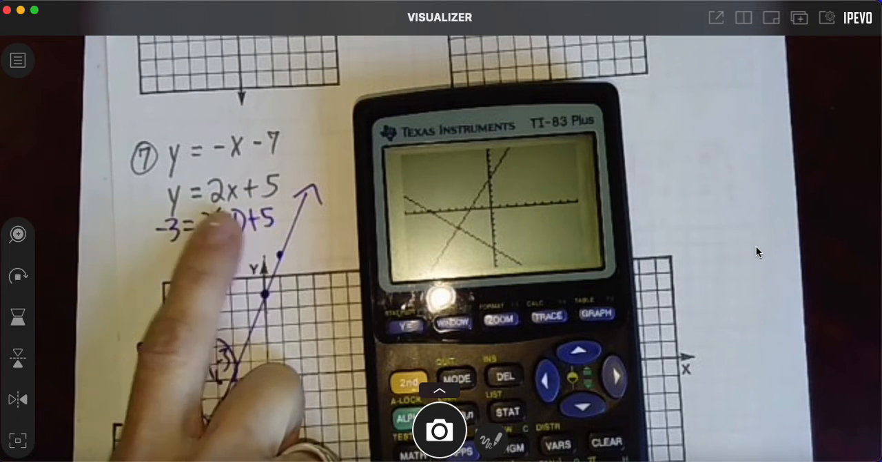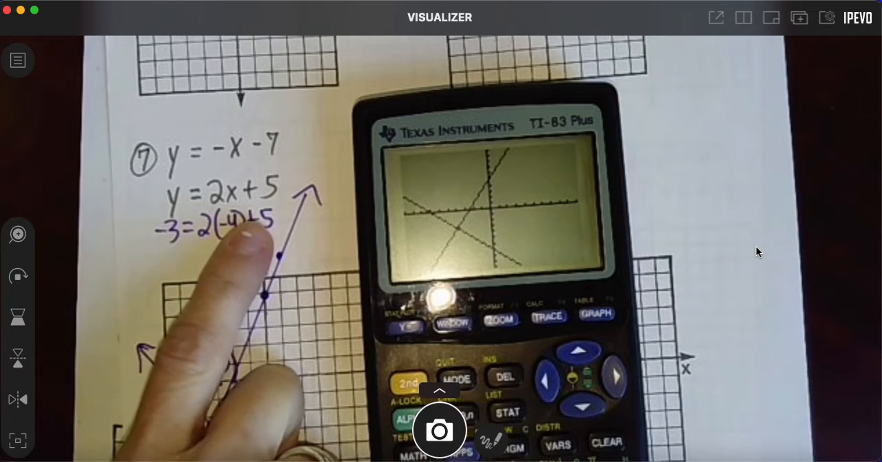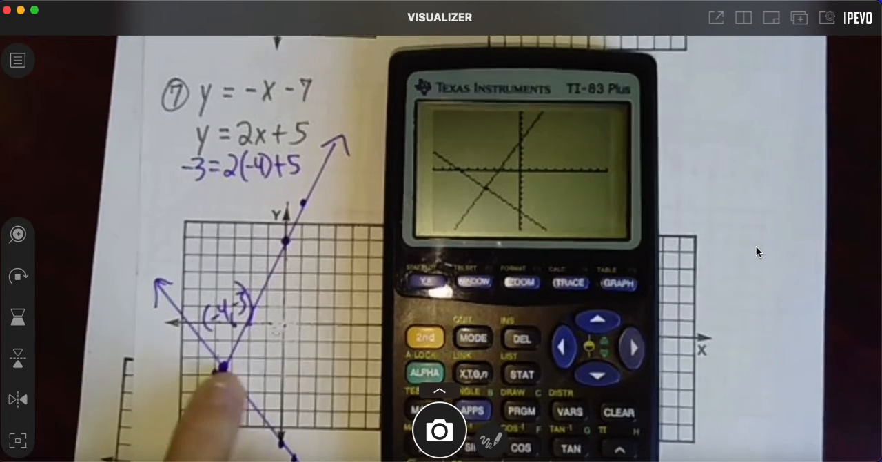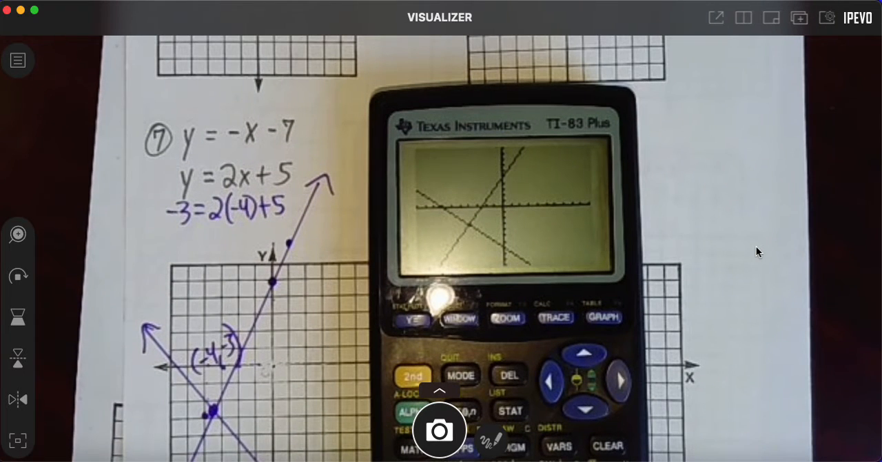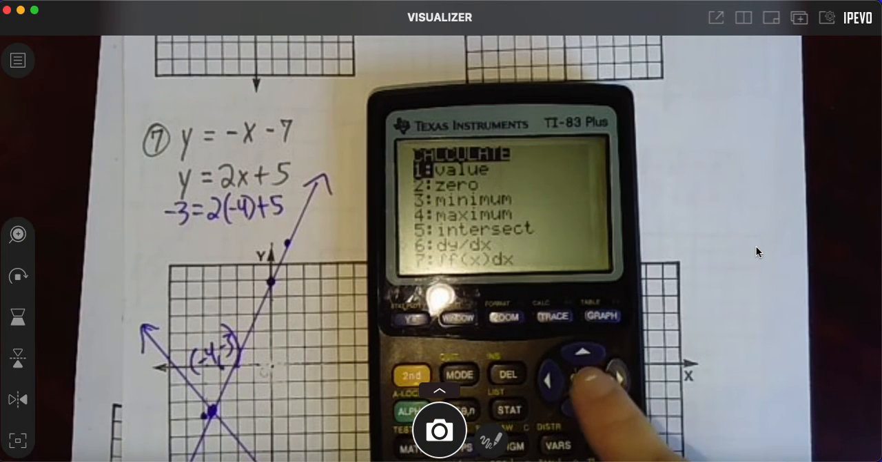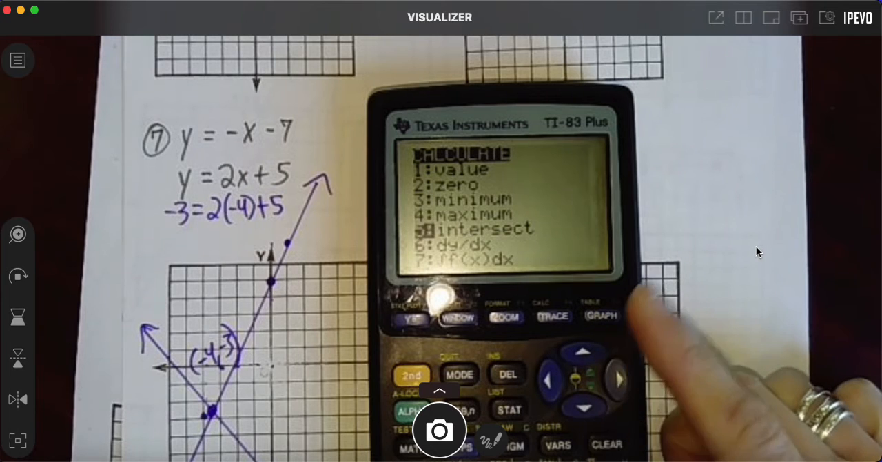This was number 7 on your sheet. And press graph. Because mine didn't look quite right, so I need to find where the answer is. So I'm going to press what? Second trace, because I'm going to calculate. What am I calculating? Where they cross, where they intersect. Think of streets. Streets cross, they call that an intersection. So we're going to find where they intersect.